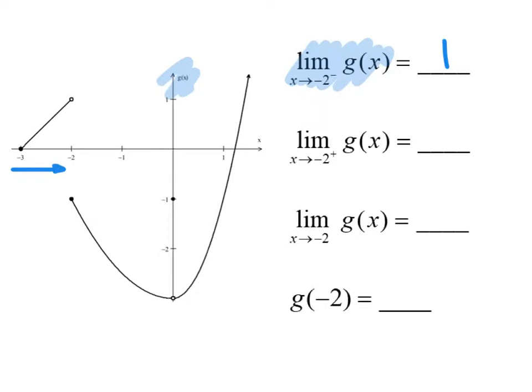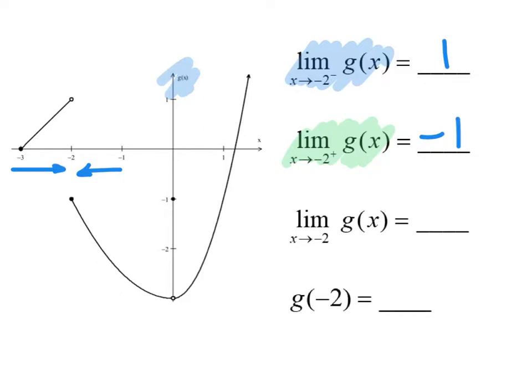In the next case, we're going to look at the limit of g of x as x approaches -2 from the positive side. So from the right side, coming this way. And as we track that down, as we come along here, we recognize as we're approaching from the right side, there we are, we hit our value of -1.